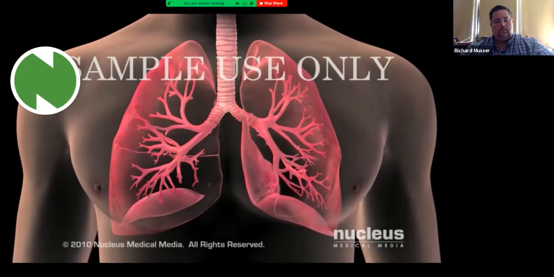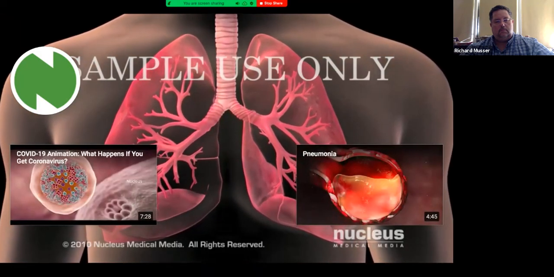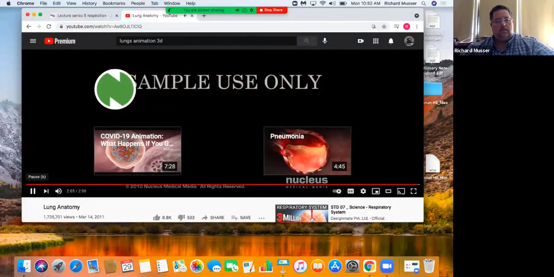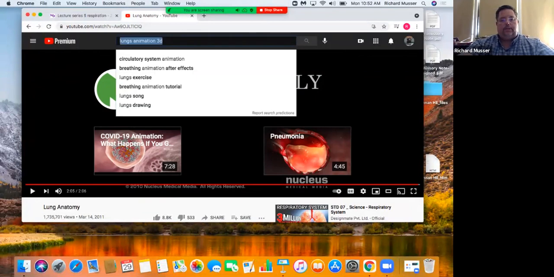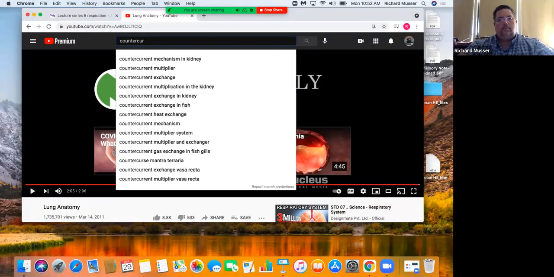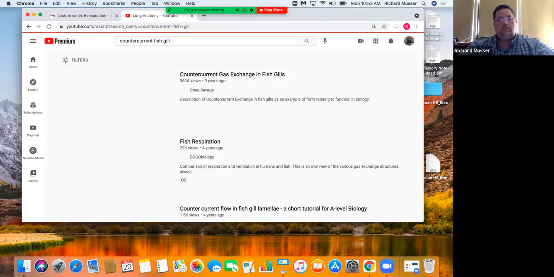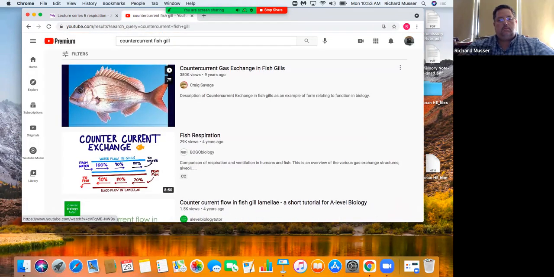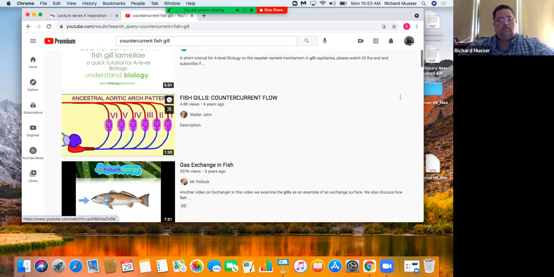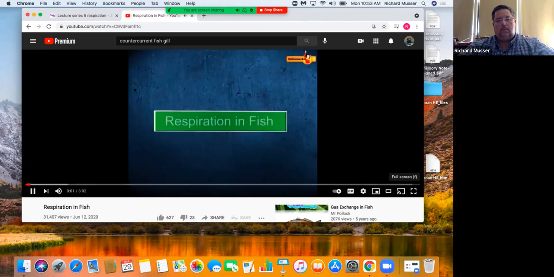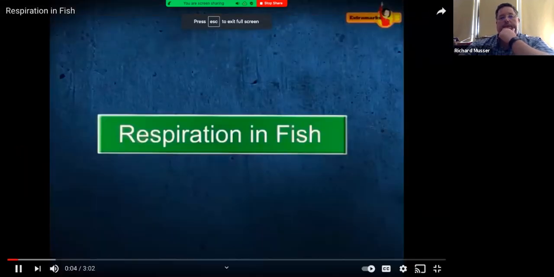Lung cancers most commonly start in the bronchi, but they can also begin in the trachea, bronchioles, or alveoli. Let's look at countercurrent exchange if they have that. After this one, we'll finish, this will be the end of this.